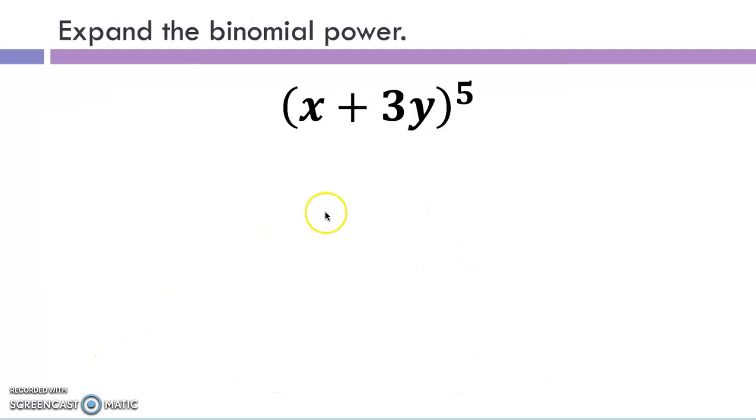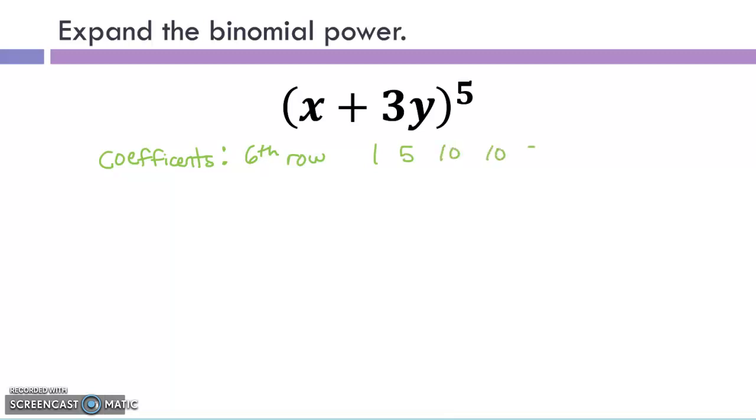So let's talk about this case where we have a 3 in front of the y. How is that going to be different? What are we going to do differently? Well, the coefficients of the 6th row of that triangle will give me part of the coefficients that I need for this expansion. Those coefficients, if you remember, are 1, 5, 10, 10, 5, and 1. And why am I using the 6th row? Because I have it raised to the 5th power.